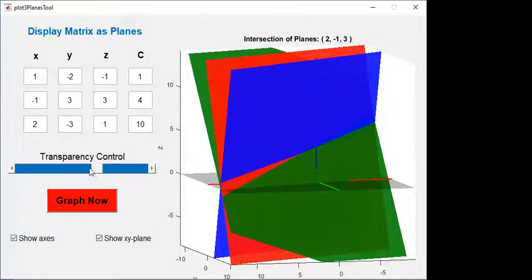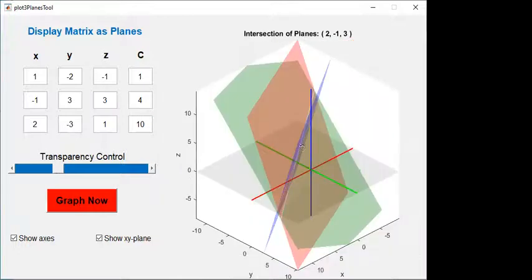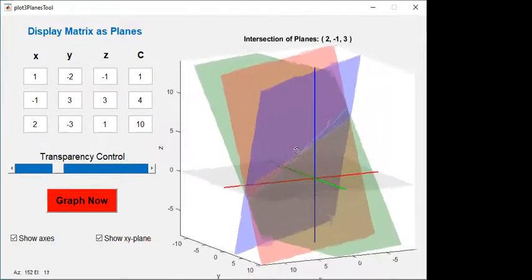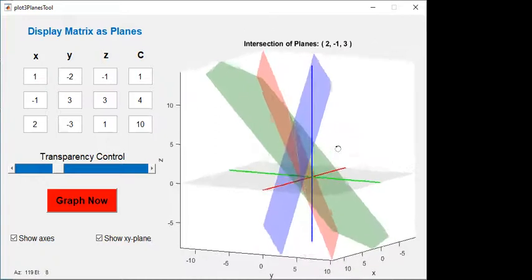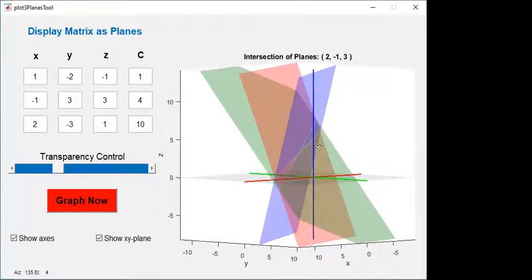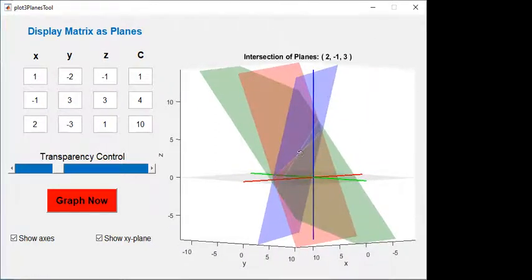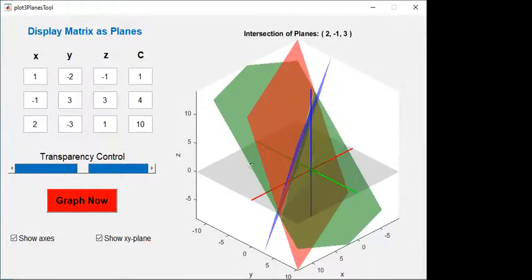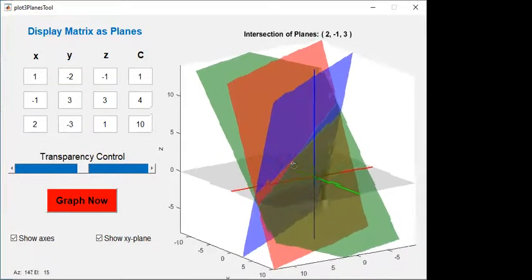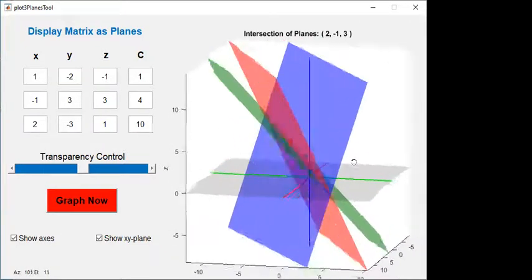Let me take the transparency way down so you can see through them a little bit more, and you can see how they align with the axes a little bit better. But they all come together at this point in space: 2 in the x direction, -1 in the y direction, and 3 in the z direction. So let me up the transparency a little bit, and you can see again how they intersect.